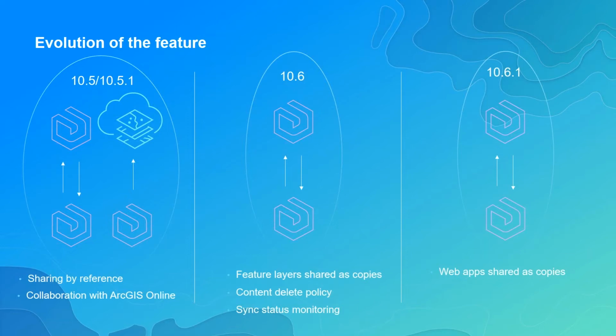10.5.1 started to be able to support the ability to share between an ArcGIS Online organization and ArcGIS Enterprise. And at 10.6, things really started to take off, right? Where we can now share feature layers as copies, and also control and manage delete policies, so that once you share a synchronized copy, and I'll get into some of those details in a moment, but also being able to manage when you delete content from a sharing organization, that also keeps that in sync at the client.